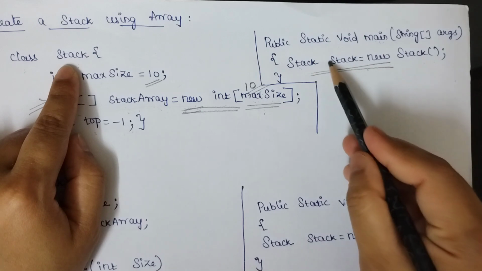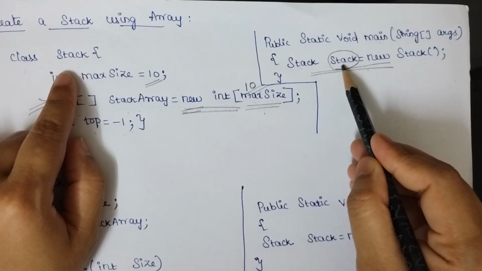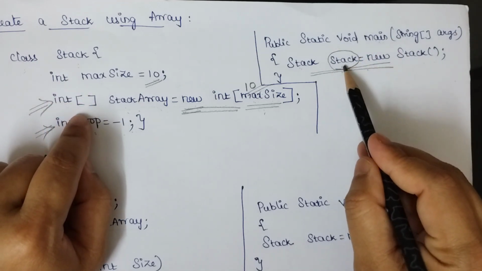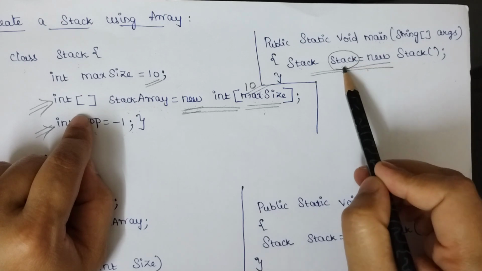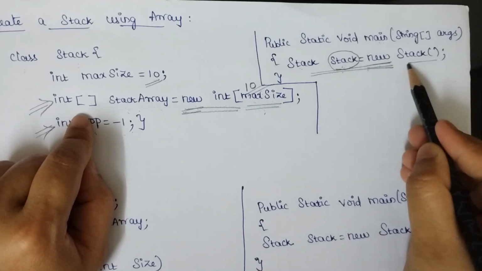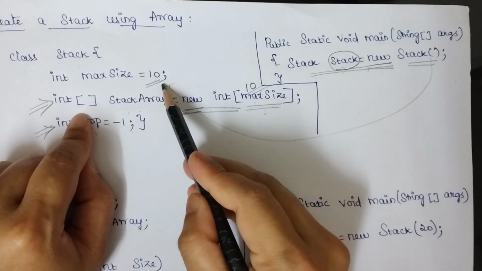Okay, and here you're creating an object reference name stack. With this object reference you are going to create one stack, and you'll be referring to that stack with this name. This is the object reference for my stack, and here this new keyword is used to create a stack. And this is the constructor, by which this stack will be called.